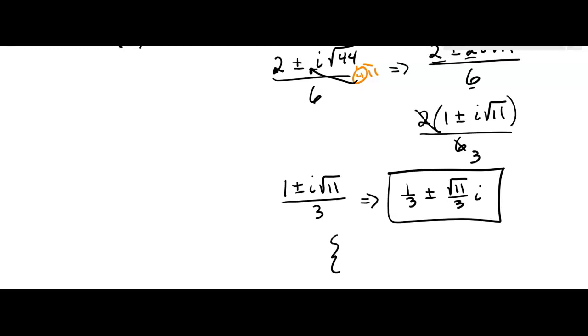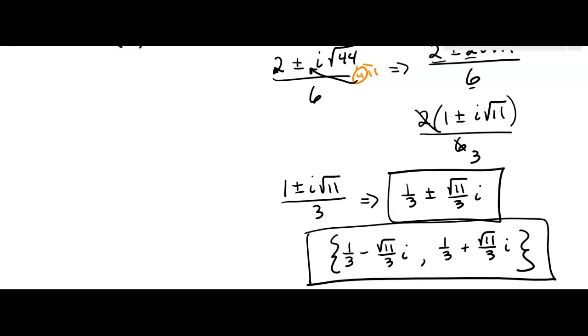I might write it separately: 1/3 minus the square root of 11 over 3 i, and 1/3 plus the square root of 11 over 3 i. These are both imaginary solutions. And I'm going to check and make sure how the book writes it. So I did check the book.